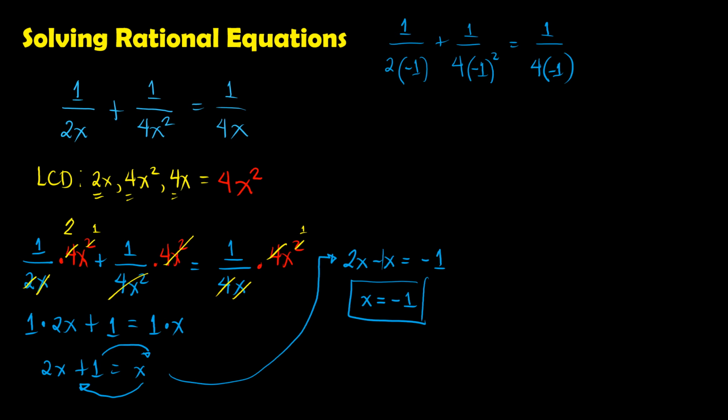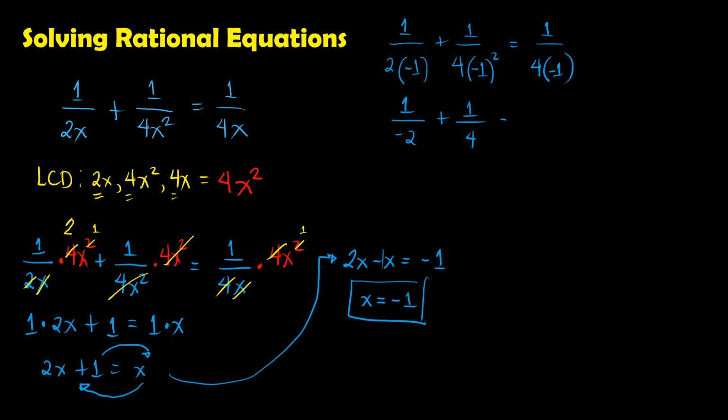So, if we simplify, so kapag sinimplify natin yung denominator, 2 times negative 1 is negative 2. And then, plus negative 1 squared. Ang negative 1, pag in-square ay positive 1. Yung sagot, i-multiply sa 4. So, positive 1 times 4 is still 4.